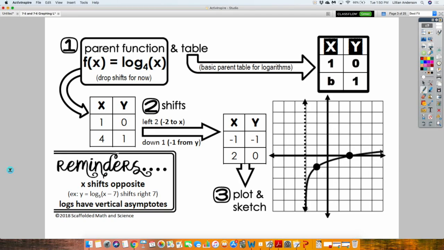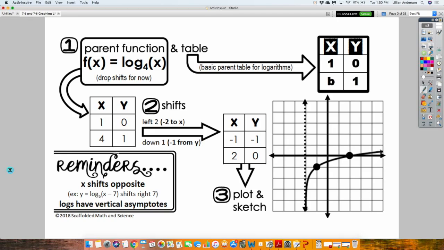Okay? 1, make your table. Okay? Your parent function is basically always in this format. 1, 0 is always a point on your most basic function, the one that doesn't have any of the transformations, and then b, 1. B is the same b that corresponds to the base. Okay? So as you can see, this table right here of 1, 0, 4, 1, those are 2 points that are on your logarithmic function.